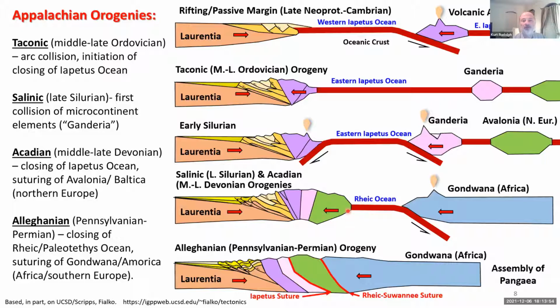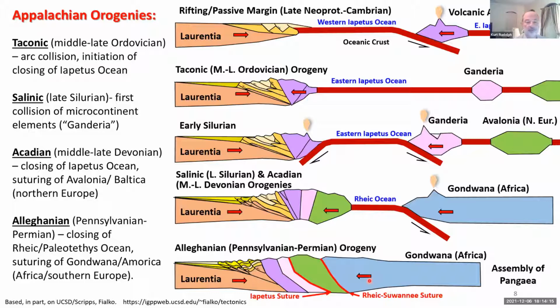And that's the final closing of the Iapetus Ocean. And then finally, the assembly of Pangea, if you will, is when we have Gondwana. So that's Africa, Southern Europe, it's called Armorica, and South America collided with Laurentia. And that happened variable in time, as we'll see, but generally Pennsylvanian through Permian.